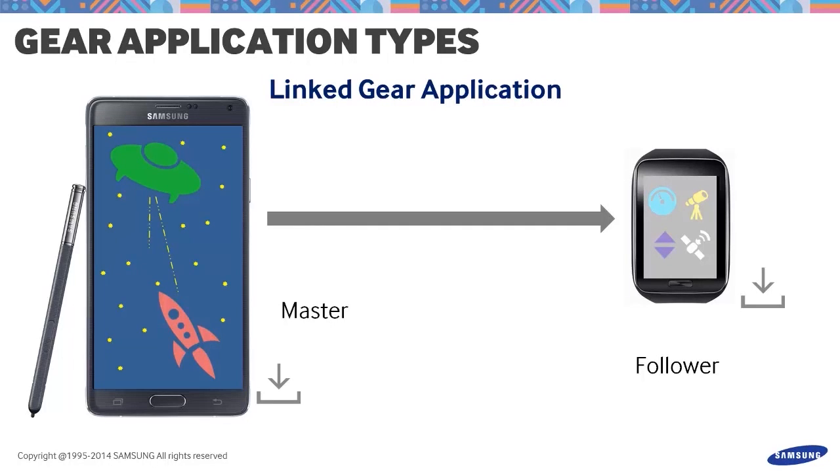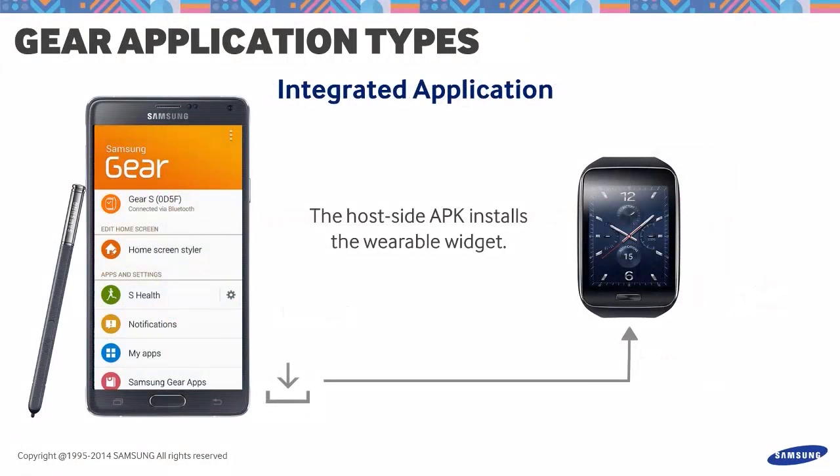Now, if the master application has problems or needs to be updated, only the master application needs to be fixed and re-uploaded. Second is the integrated application.